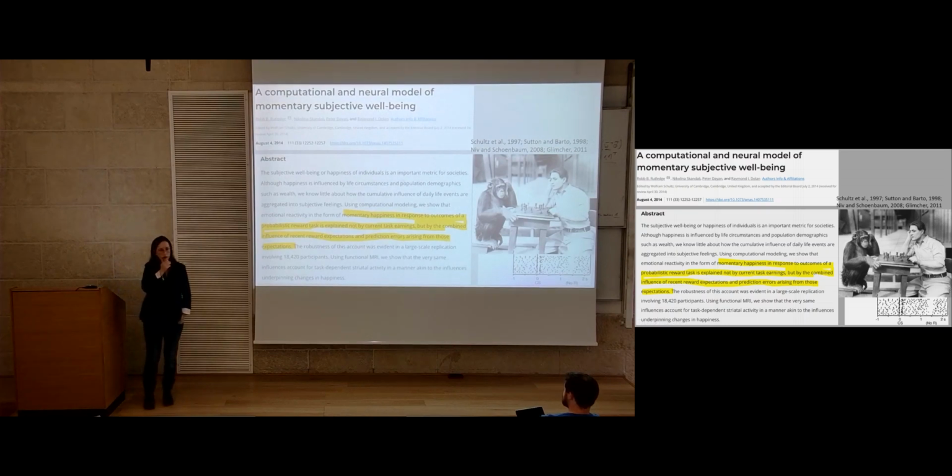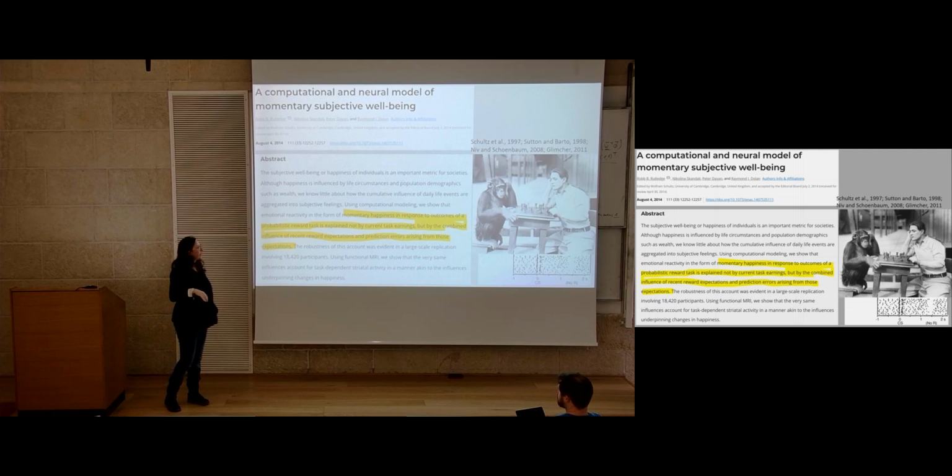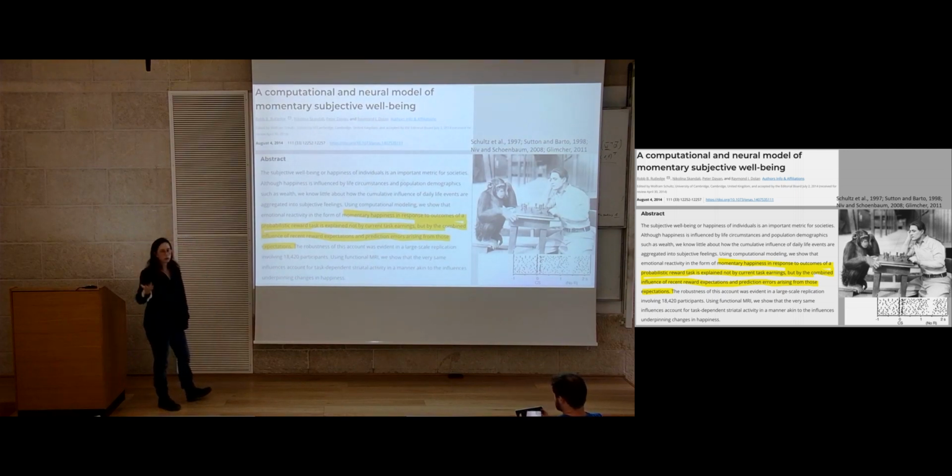Okay, so it showed a direct relationship between reward prediction errors and subjective mood ratings. But this was the output we were searching for. So I'll read quickly from here: momentary happiness. Again, when I say mood, I mean momentary assessment, not long-term changes, in response to outcomes of probabilistic reward tasks, explained not by the current task earnings, but by a combination of reward expectation and reward prediction errors.